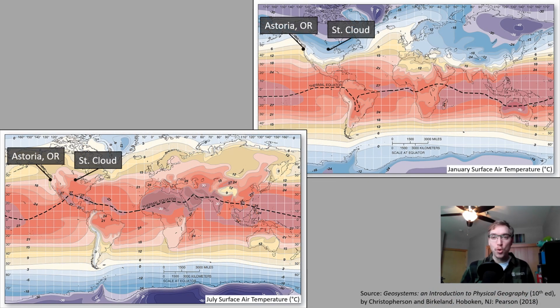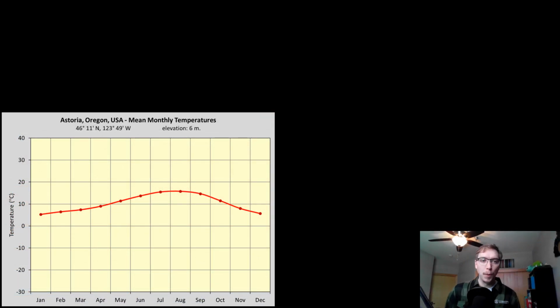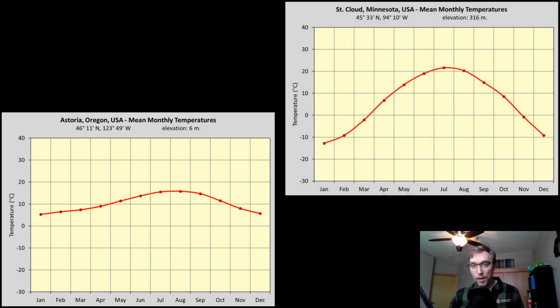So if you were to look at Astoria, Oregon versus St. Cloud, Minnesota, here we can see Astoria, which is right along the Pacific coast. Here we can see St. Cloud, Minnesota. They are drastically different, even though they're at almost the exact same latitude.